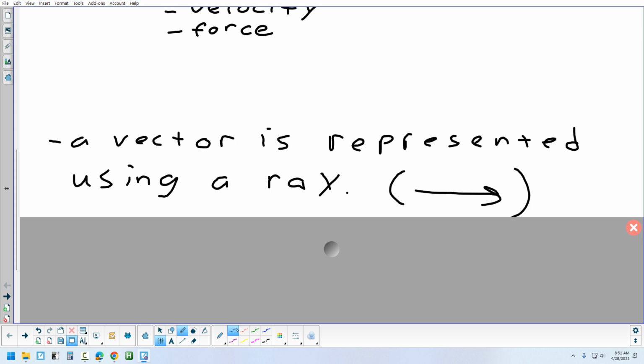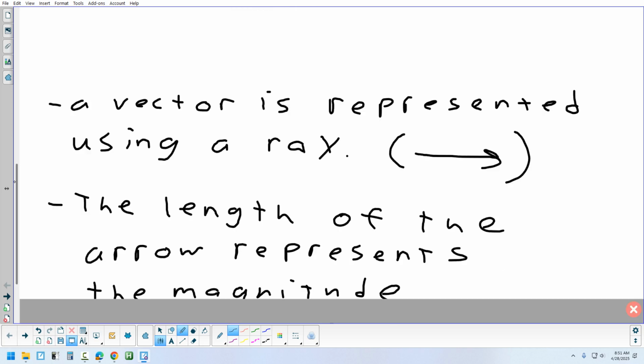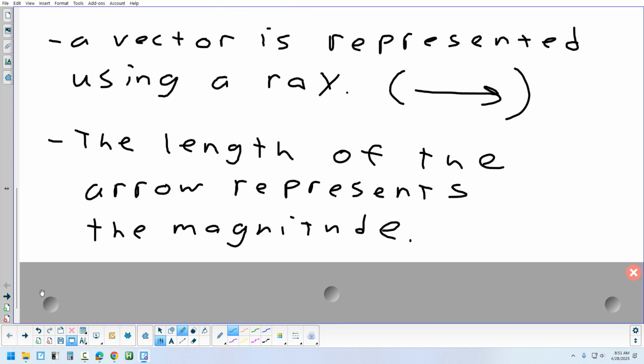That's like the speed the object is traveling at. How do you think I could represent an object traveling faster? Yeah? Longer arrow. Longer arrow, yes. So the longer you make the arrow, that means the faster the object is going, or if you're talking about force, the harder you're pushing or pulling on something.